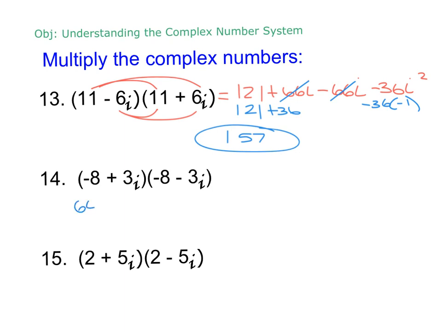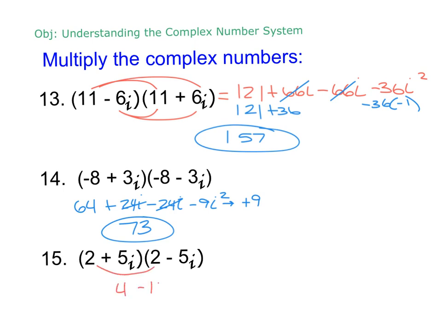So we get 64 plus 24i minus 24i minus 9i squared. Middle two cancel. This becomes plus 9, 73. And then the last one, 4 minus 10i plus 10i minus 25i squared. Middle two cancel, and we get 4 plus 25, which is 29.